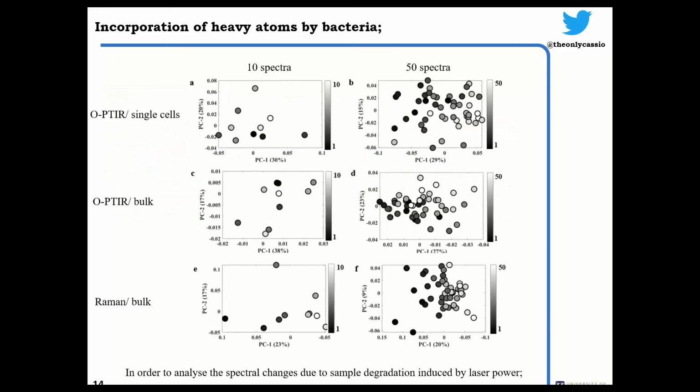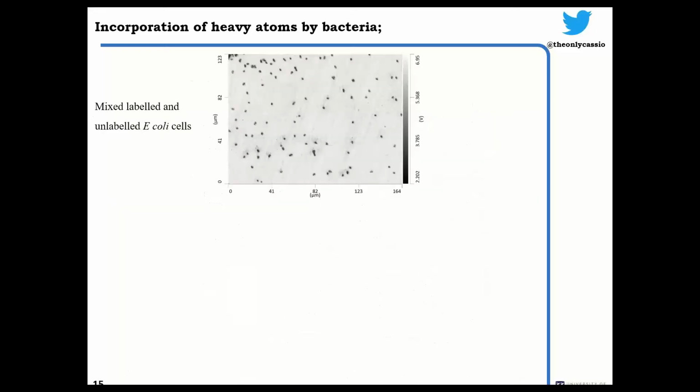This is something we need to be very careful with in OPTIR, because now we have two lasers illuminating the sample: a QCL, a green laser, or we can have an OPO as well. Here we collected 10 spectra and 50 spectra from single cells using OPTIR, from bulk populations using OPTIR, and from bulk populations using Raman, collected by OPTIR. We applied PCA, and with 50 spectra there is a trend. That trend means the sample is actually being affected by the power, so we need to be very careful with that, especially with single cells.